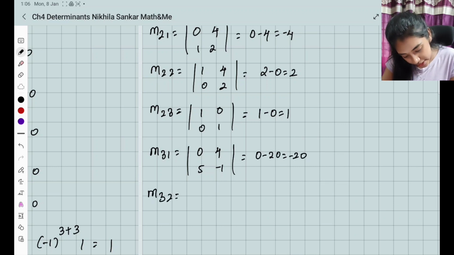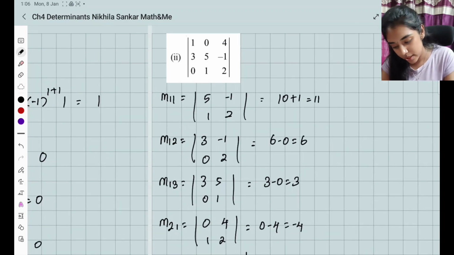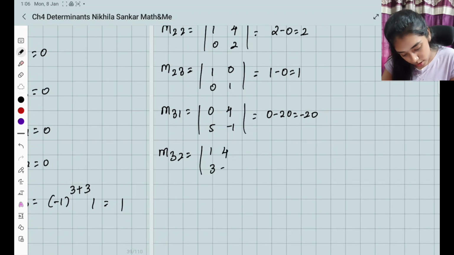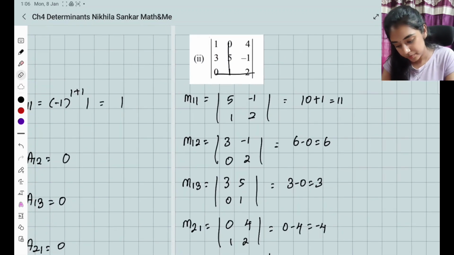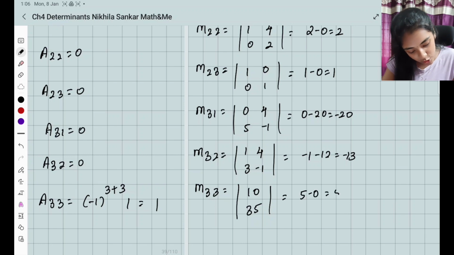Then M32. Let us find all the minors first, and then we can find the cofactors. Okay, then next element is going to be hiding this, 1 4 3 minus 1. So this is minus 1 minus 12, which is minus 13. Last element M33 is going to be hiding the last row and the last column. So I have 1 0 3 5, which is equal to 5 minus 0, which is 5.